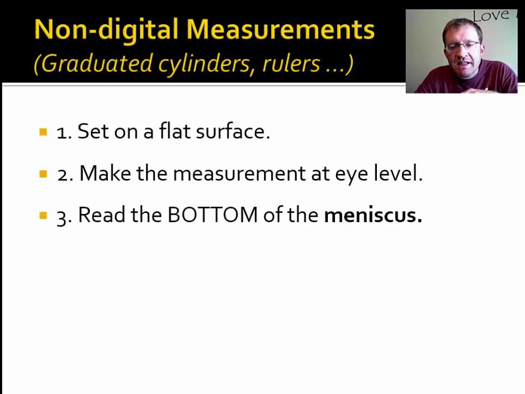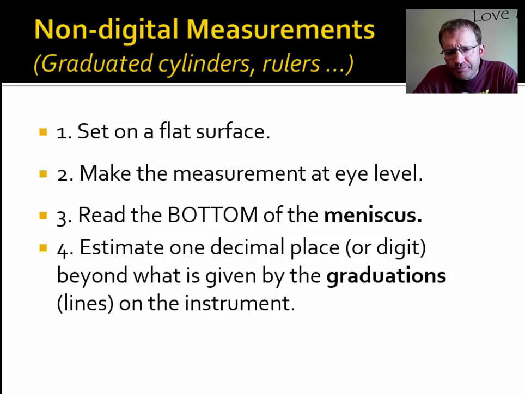Third, you want to read the bottom of the meniscus. A meniscus is that little curve that water and other liquids make when they're in a graduated cylinder. It's especially strong in a glass graduated cylinder. With plastic, like what we usually use in class, there's not quite as much of a meniscus, but the rule is always to read the bottom of that curve.